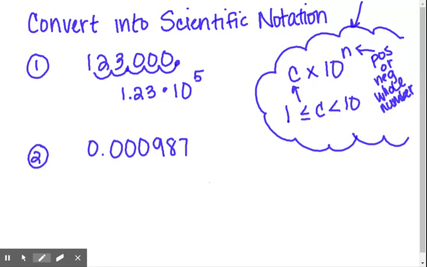Now, if you look at example number 2, we notice that that is a very small number. So the process is almost the same, but the 10 to the power will actually change a little bit. So same idea. Let's locate the decimal point. There it is. And let's move the decimal point until we obtain a number that is between 1 and 10. 1, 2, 3, 4. 9.87 times 10 to the negative fourth.